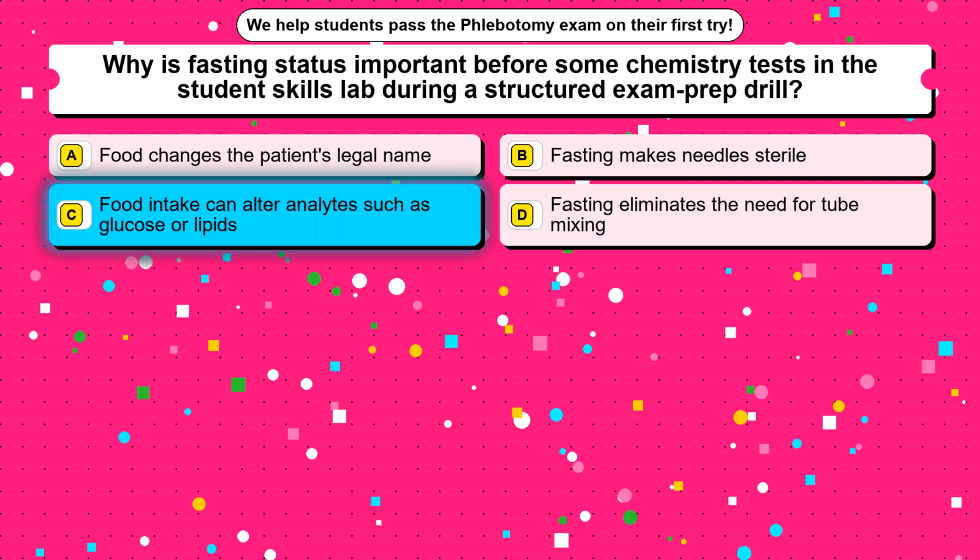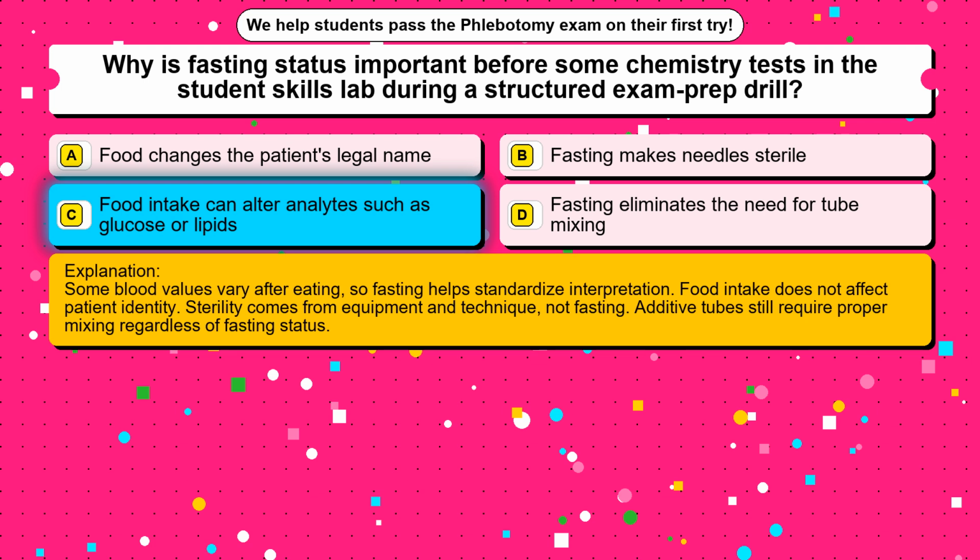The correct answer is option C. Food intake can alter analytes such as glucose or lipids. Some blood values vary after eating, so fasting helps standardize interpretation. Food intake does not affect patient identity. Sterility comes from equipment and technique, not fasting. Additive tubes still require proper mixing regardless of fasting status.